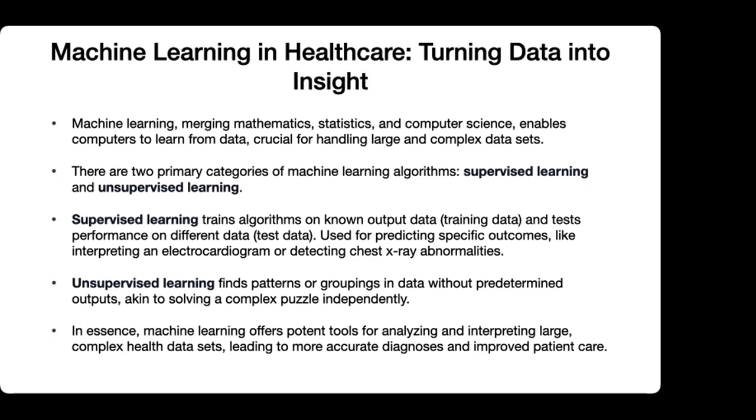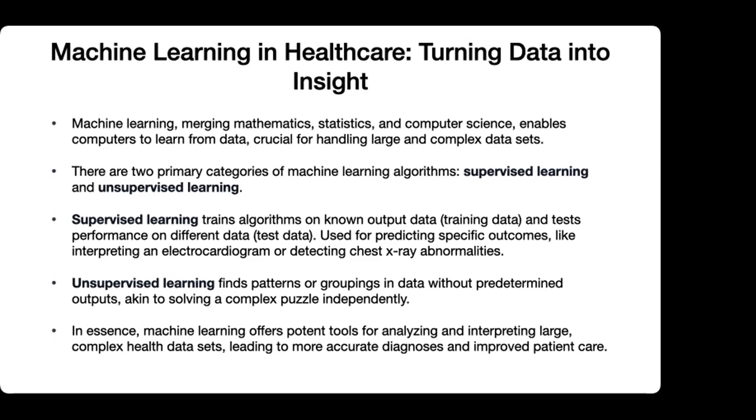Now, there are two primary categories of machine learning algorithms. We have the supervised learning and the unsupervised learning. In the supervised learning, algorithms are trained on a set of data where the output is already known. We call it supervised. And their performance is then tested on a different set of data. This approach is used to predict specific outcomes. So in supervised learning, you already know the output of the machine.